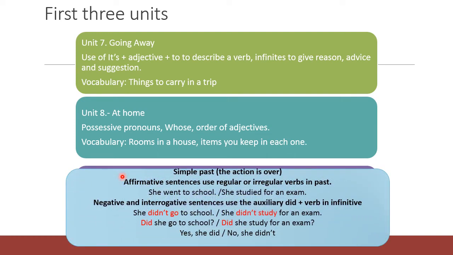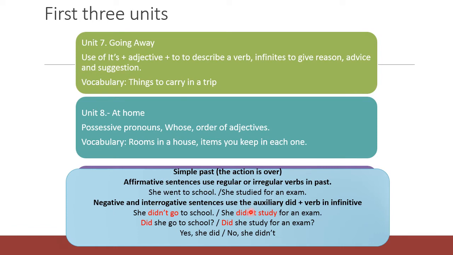Now, the simple past. When we talk about simple past, we must think of an action that is over. In affirmative sentences, we need to use the regular or irregular verb, but in past. So, "she went to school" is an affirmative sentence that uses an irregular verb. Went is the past tense of go. And "she studied for an exam." This is a sentence in past using a regular verb. Remember that a regular verb ends in -ed.